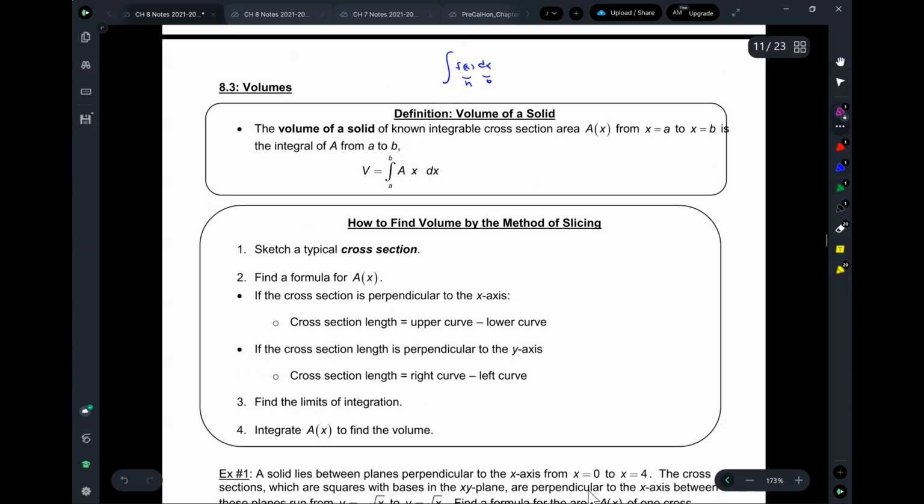How do you find the volume of a shape? It's basically the area of a base times the height, correct? Well, if you have to find the volume of a solid that originates from what we call an integrable cross-section area, the volume is A(x) dx in the integral from a to b. Okay, so that's the basic premise.